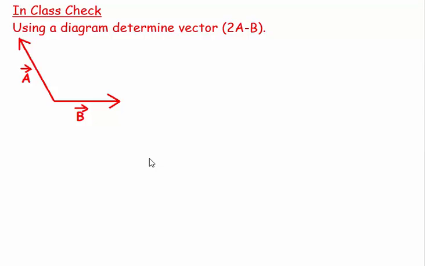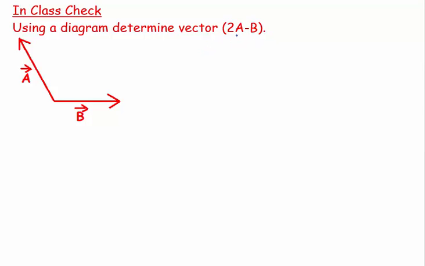Welcome. So here's a vector diagram problem. The question says determine the vector 2a minus b. So here's vector a and here's vector b. It's a subtraction, so the order does matter in this.